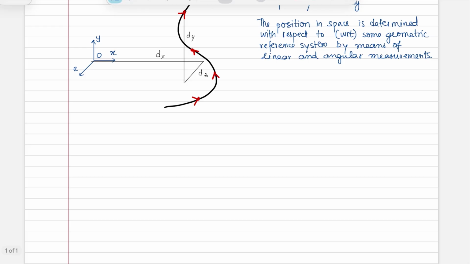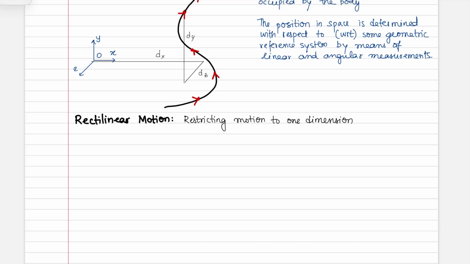Okay, so as a bit of a review, let's now do rectilinear motion. I'm sure you've studied this before, but we need to make sure we're on the same page. So in this, we're restricting ourselves to just one dimension. What does that mean? By one dimension, what I mean is it's only going to be one of these, either dx or dy or dz. And just one number tells you everything that you need to know. So it's like the position along a line.